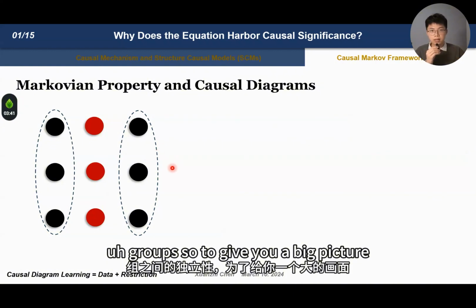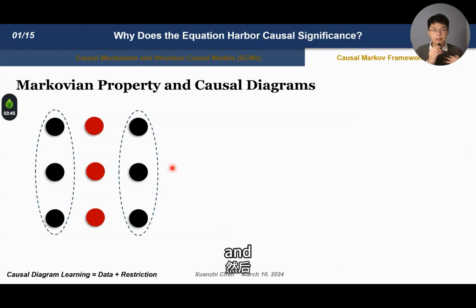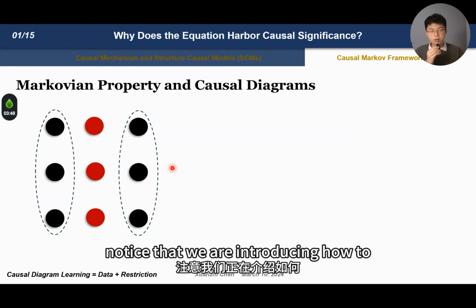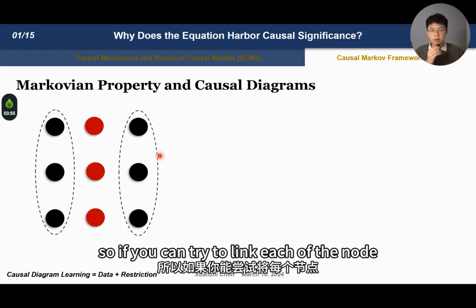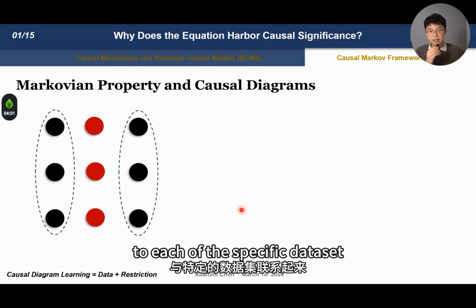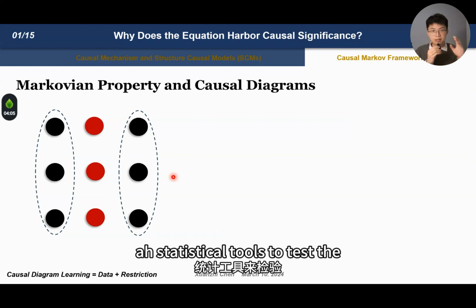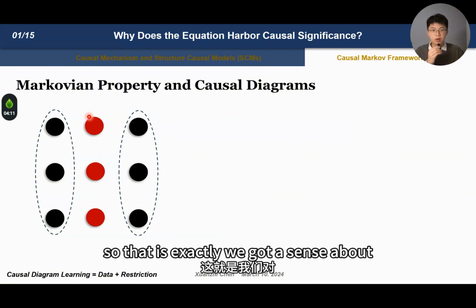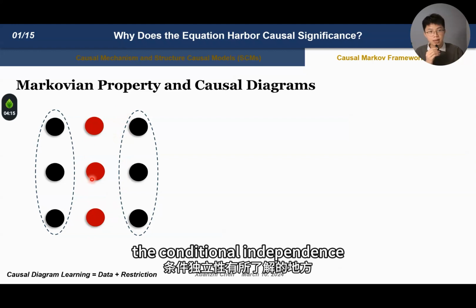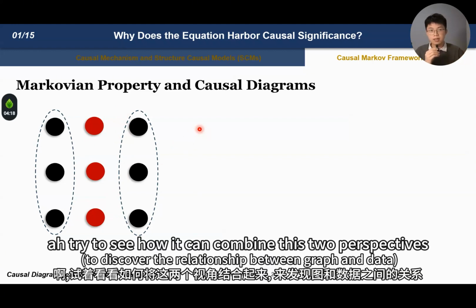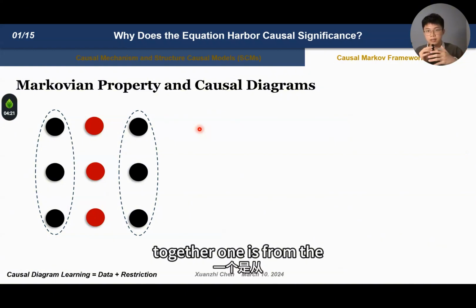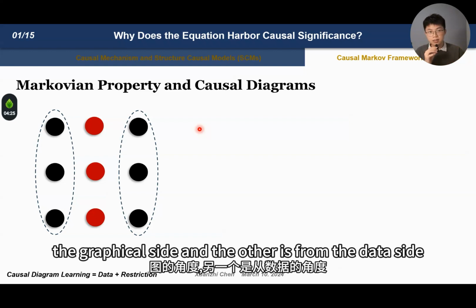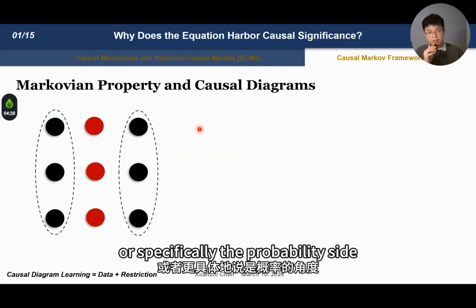To give you a big picture, let me hide some details. Notice that we are introducing how to learn the causal diagram from the data, right? If you link each node to a specific data set, then in practice we have some statistical tools to test statistical dependence and statistical independence. That is exactly where we get a sense of conditional independence, because you can see how we combine these two perspectives together: one is from the graphical side, and the other is from the data side, or specifically the probability side.